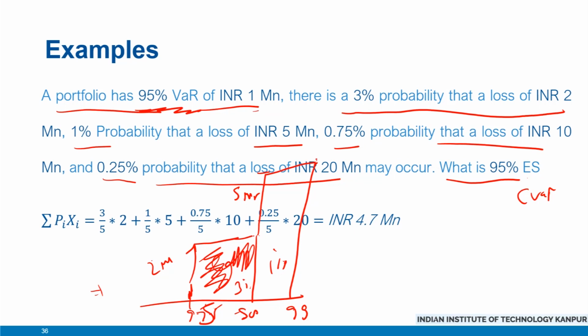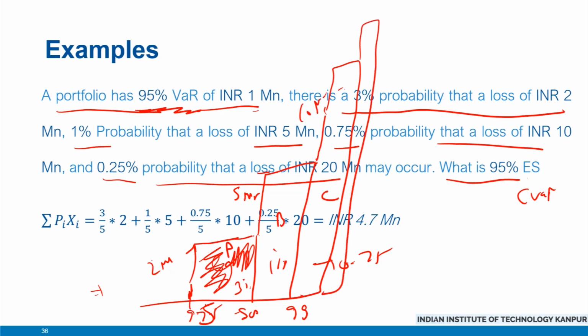Next, another 0.75%, and I'll draw a rather thin bar to indicate that this is 0.75% in this region. First is A, this is B, this is C, and the height is 10 million. Another very thin bar with a very remote possibility of 0.25, the region D, which has an area of 0.25, 20 million. So these are the four regions.